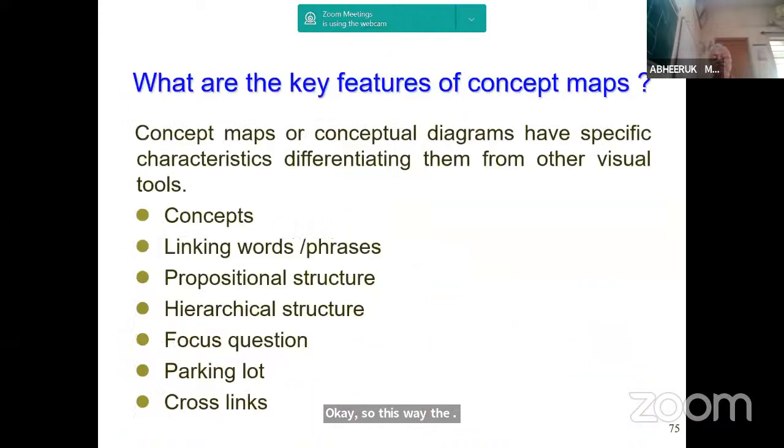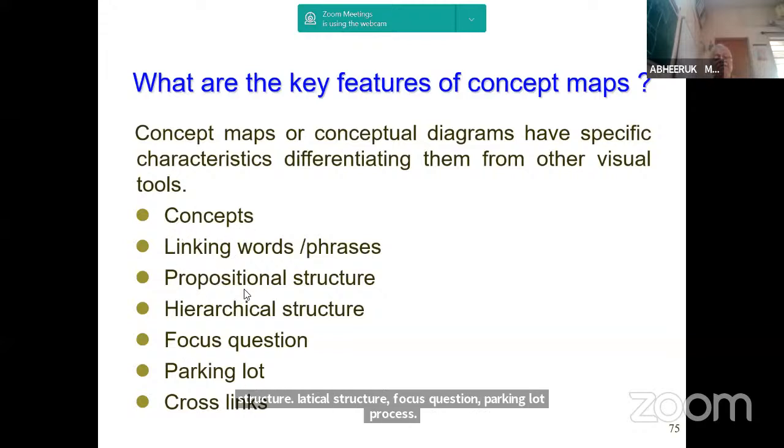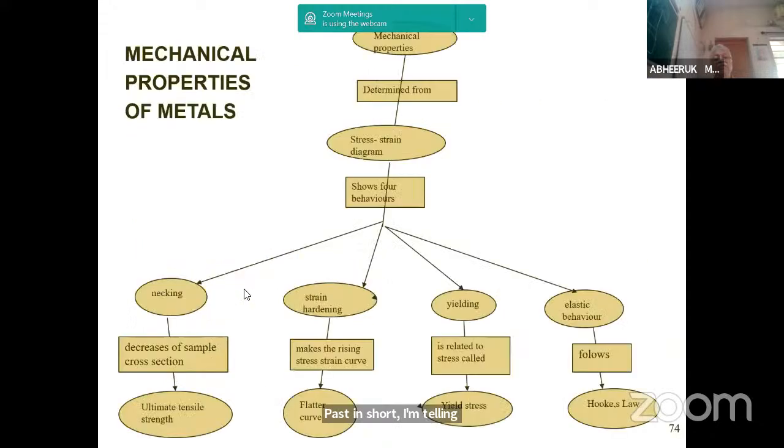But some basic rules are there. In a concept map, there are concepts, linking words, propositional structure, hierarchical structure, focus question, parking lot, and crosslinks. First I am telling in short, then gradually I will tell in detail. I think you have understood concepts. These are all concepts.